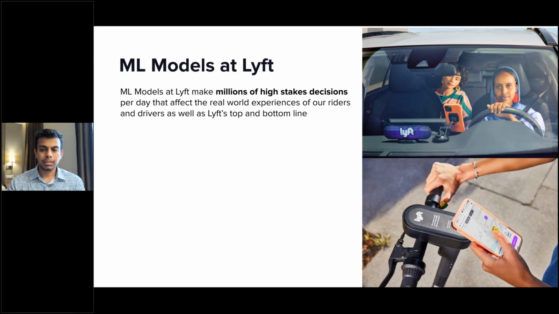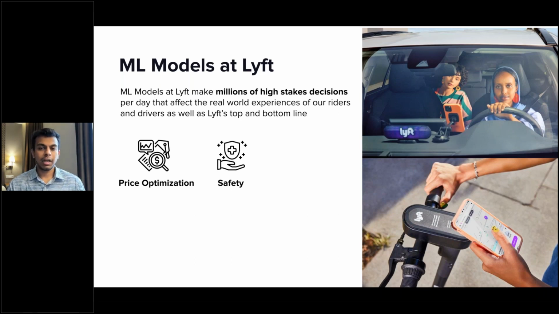Just to give you a few examples, we have ML models that do price optimization. These are high stakes because these affect how much someone is going to pay for a ride and how much someone's going to earn. ML models look at the real-time supply and demand and optimize the prices. Another key set of models are safety models, where we try to identify if a given ride had a safety issue. This is again very important to correctly identify with machine learning, if there were things like sexual assault or any bad things happening on our platform.